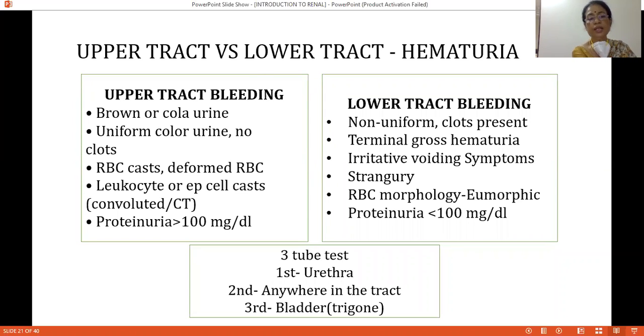So 1, 1, 1. If the hematuria is in the first tube, you always know that it is coming from the urethra. If it is in the second, that means anywhere in the tract, maybe upper, maybe lower. But if it is only in the third, not in the first and second, always remember the bleeding is in the bladder, the trigone.